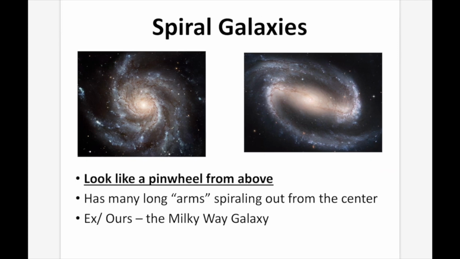Now, spiral galaxies look like a pinwheel from above. You can see the arms spiraling out from the center. An example of a spiral galaxy is our Milky Way galaxy. Now, this isn't a picture of the Milky Way galaxy. You can't take a picture of something while you're inside it. So think about the city where you live. You can't take a picture of that city from above while you're inside that city. And since we're not able to get outside the Milky Way galaxy at this point, we can't actually take a picture of our galaxy. What we can do is get a general understanding of what our galaxy looks like based on astronomical data, mathematics, as well as pictures of other galaxies.